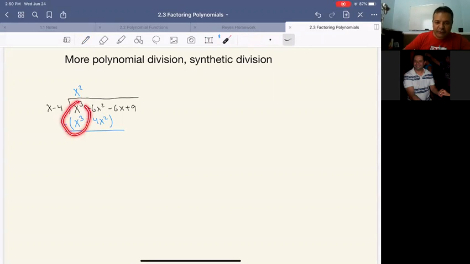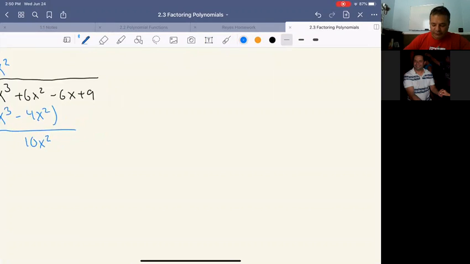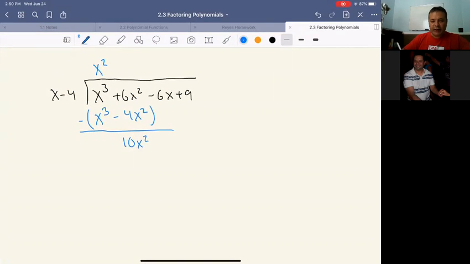The x cubes are going to cancel. 6x squared, we're going to be adding that 4x squared, so we're going to get 10x squared on the next line there. I'm going to go ahead and bring down the minus 6x plus 9. For the next term, we're going to take this 10x squared and divide it by this x. What do we get? 10x.